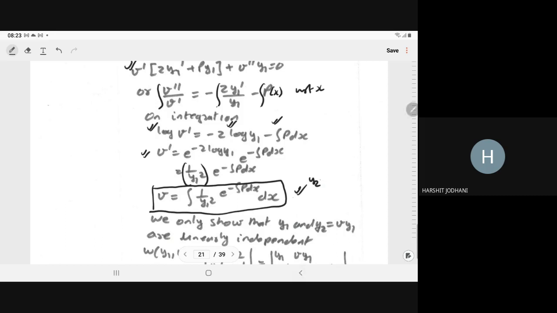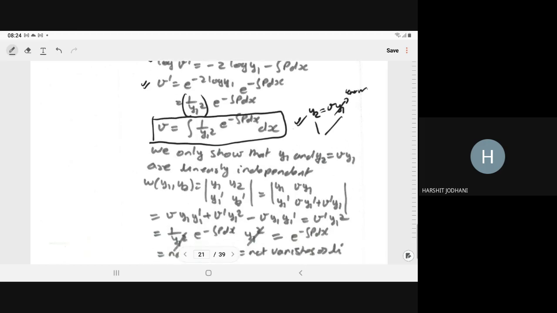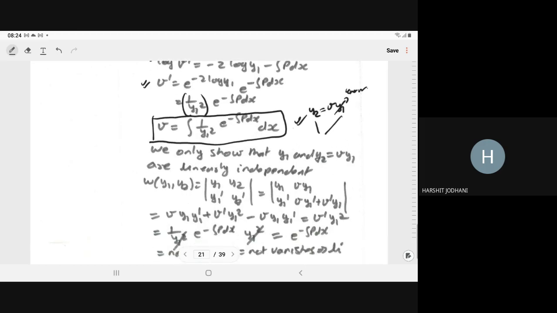Why? y2 is equal to what? v into y1. y1 is known, and this you have computed. Now the question arises: this y1 and y2 must be linearly independent. Then only you can write the general solution. So now we have to show only that y1 and y2 are linearly independent solutions. So what do we compute?